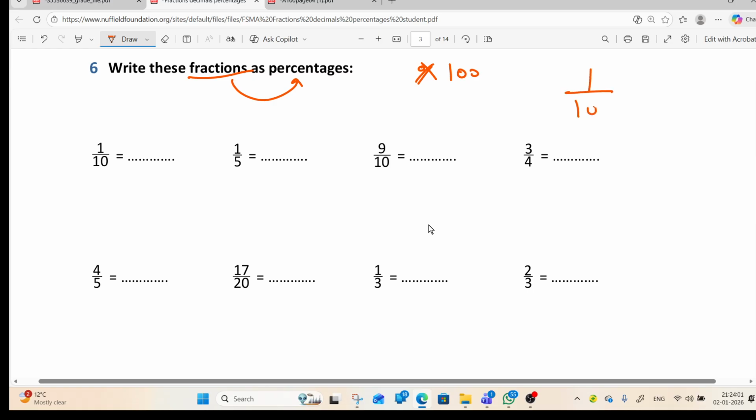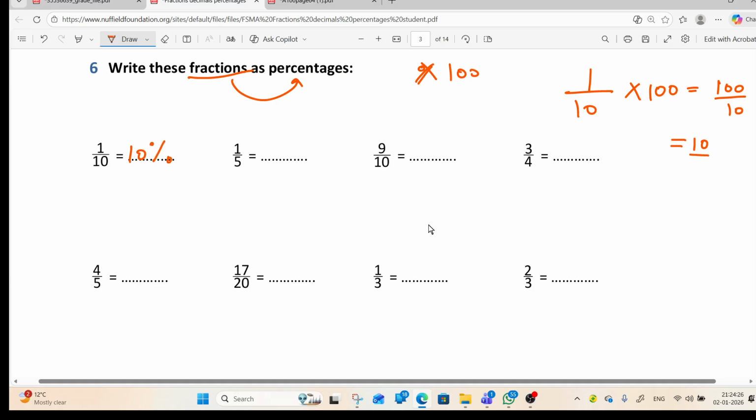Multiply 1 over 10 by 100. What would you get? See, if you times it by 100, you get 100 over 10, right? If you divide 100 by 10, you get 10. So the answer is 10%, right?